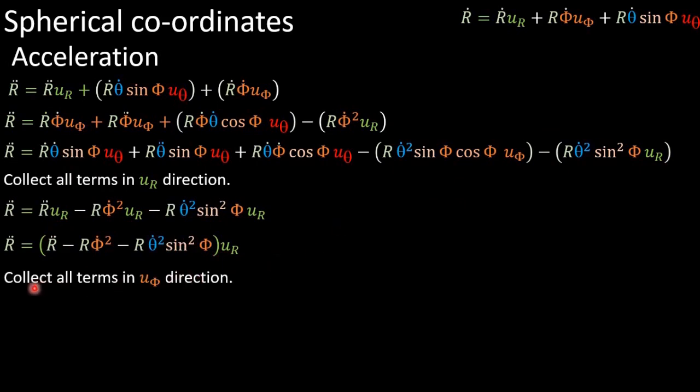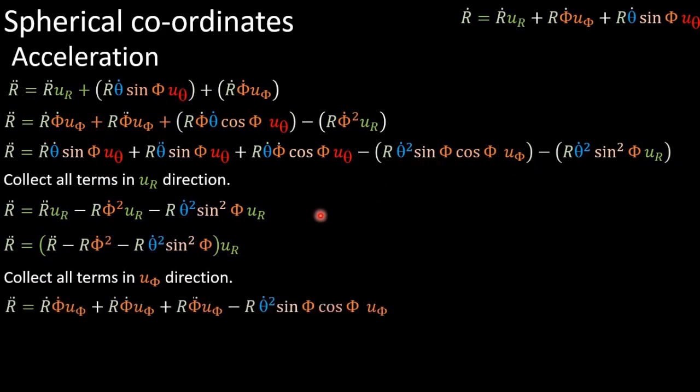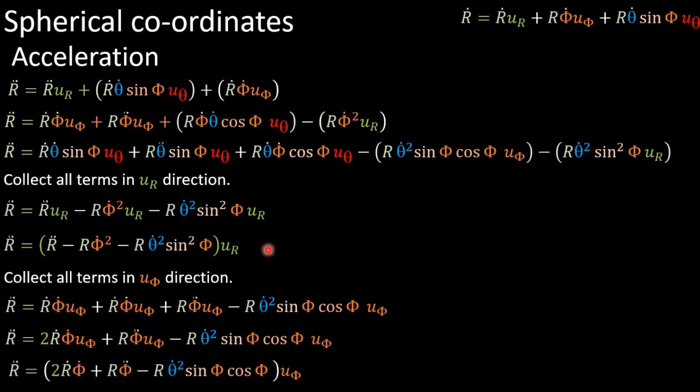And then I'm going to collect all my terms in the u sub phi direction. So that's in the u sub phi direction, so is that, and so is this. So I can put them together. And then I can rewrite that like this, because I've got two of these terms here. So r dot times phi dot, r dot and phi dot there. So I can just put a 2 there for those two. And then I can factor out u sub phi from each term to get this. So u sub phi multiplied by all of that.